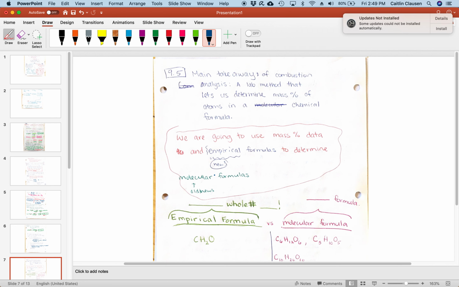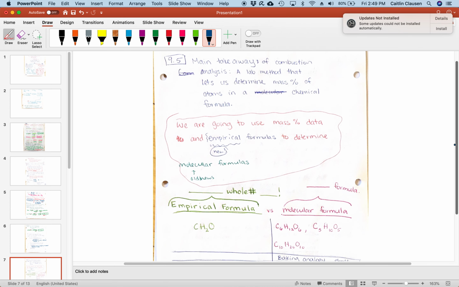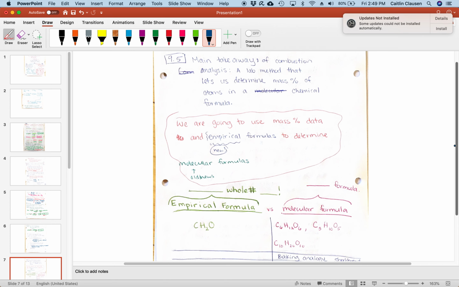Things like C5H10O5, N2O, those are molecular formulas. We haven't talked about empirical formulas yet. And we talked very briefly about mass percent data way back in chapter, I think, 3. And I told you to hold off because we come back to it, so we're coming back to it.